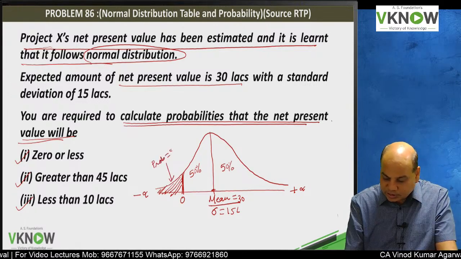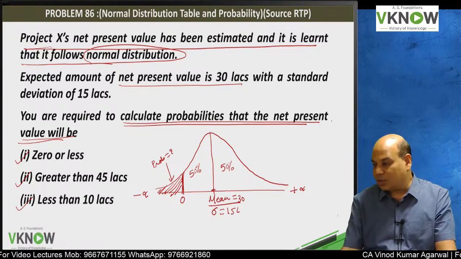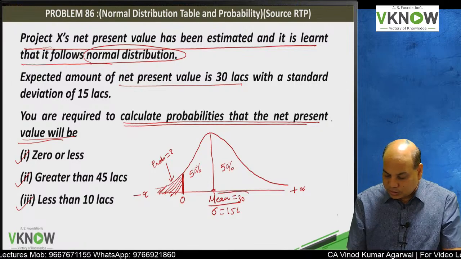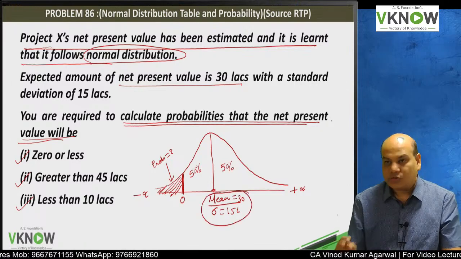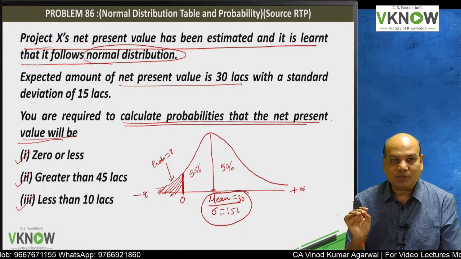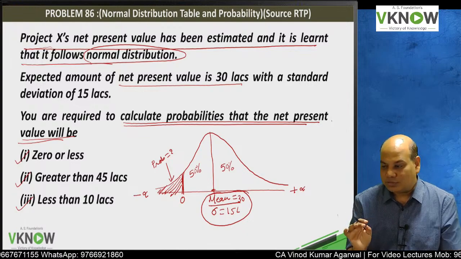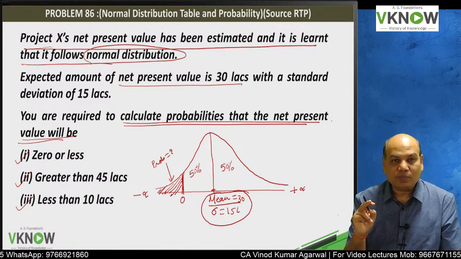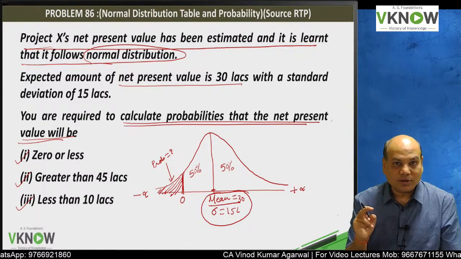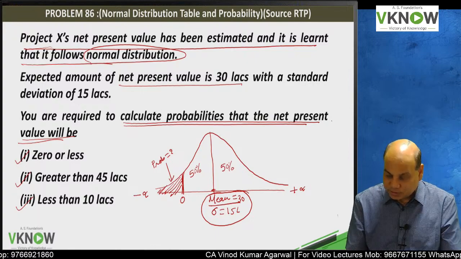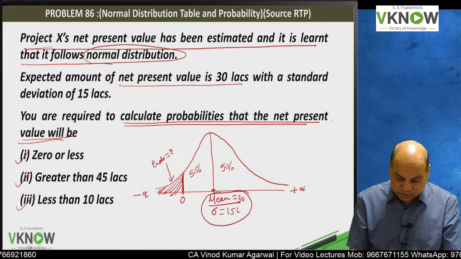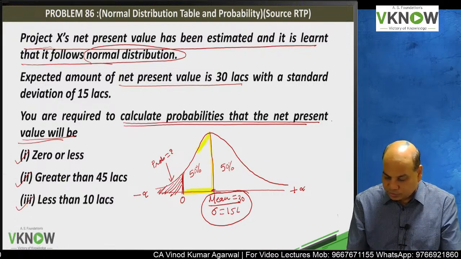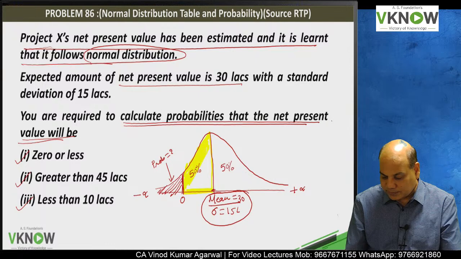Probability of this area is your answer. But how do I get the probability of this area? This data will first be converted into a standardized format called the Z value. After getting the Z value, we look into the normal distribution table and find the probability. The normal distribution table will give you the probability of this area.